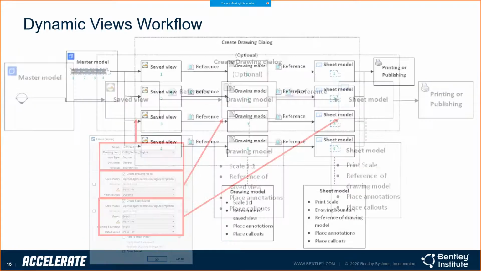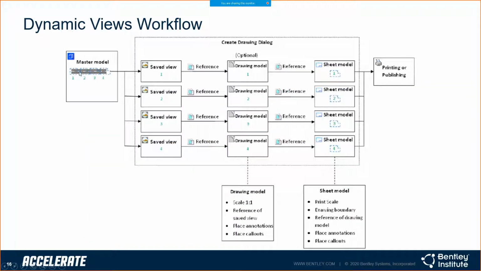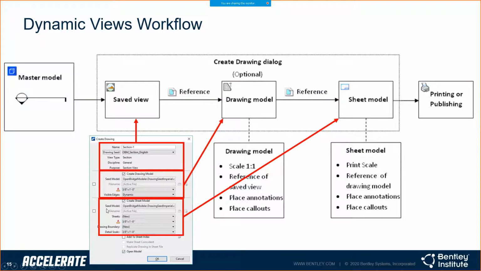So next up here, again, from that master model, you're going to have a lot of save views, which will in turn create drawing models here, but it doesn't have to be one-to-one on into creating a sheet model. All 4 of these drawing models maybe just go on a single sheet. Okay, so there's going to be a lot of that going on. And it's entirely up to you as you're working through this process.